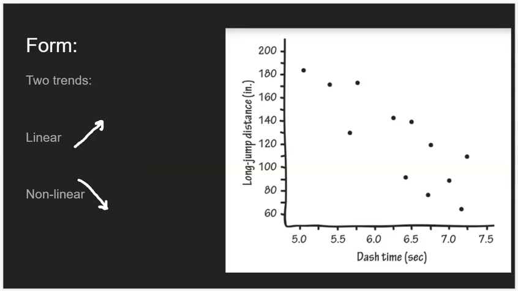All right, next up is form. Now in form, it's two trends, so similar to direction, but we're talking about linear versus non-linear. Now this one should be real easy. If you remember that first one we talked about, that diamond one, it kind of had this curve where it started and then it kind of curved up. This would be an example of non-linear.